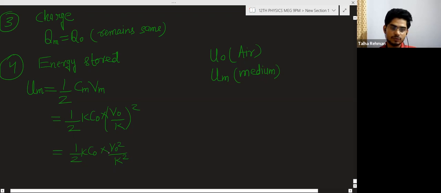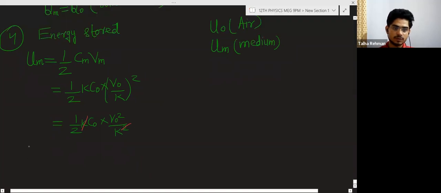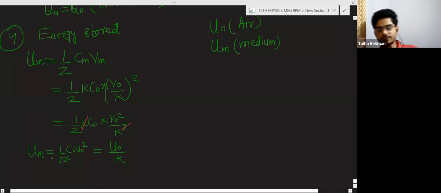So from here, K is gone. It means we have Um equal to half C naught V naught square divided by K. So instead of half C naught V naught square, I can write U naught, and divided by K.